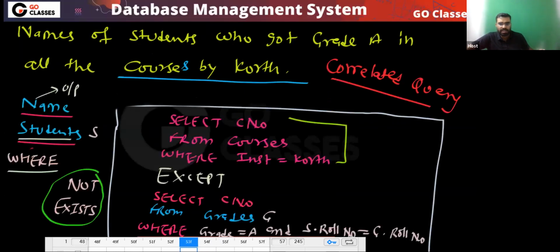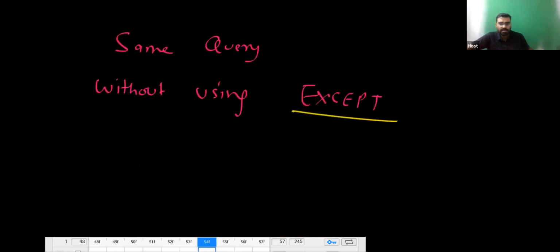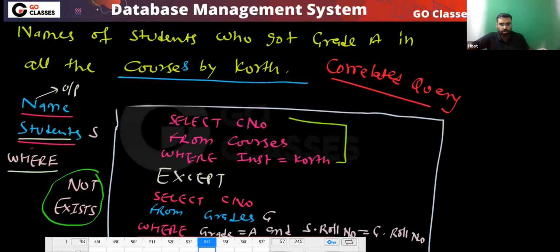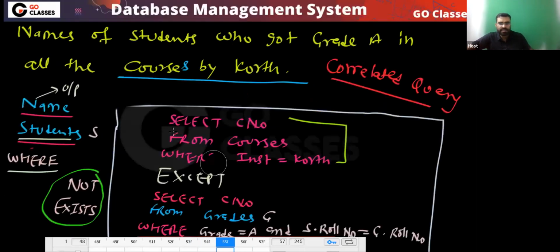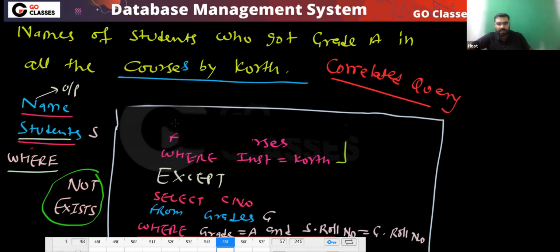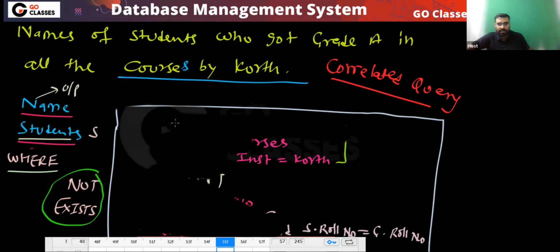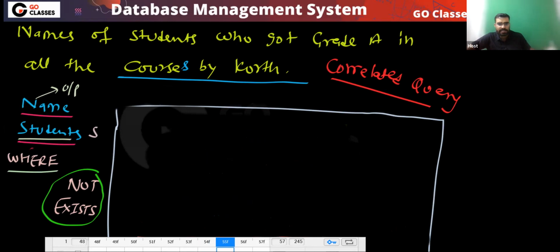If you don't want to use except, then what do you need to do? The same thing will happen. I can say that this should be empty. If I don't want to use except, then this also should be empty. What should be empty? Then I can say this.